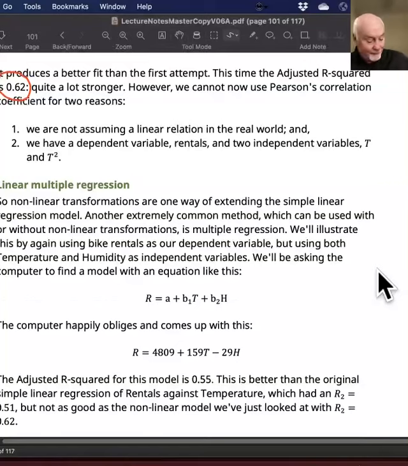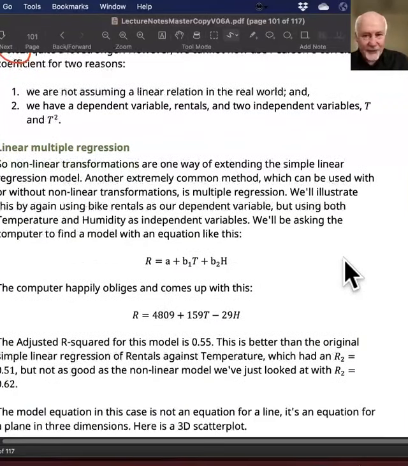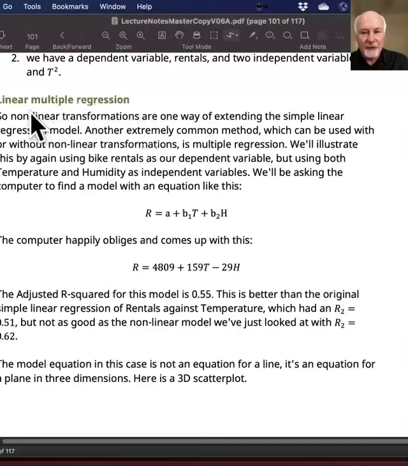Now, the next, and thankfully the last one I'm going to talk about, is multiple regression.